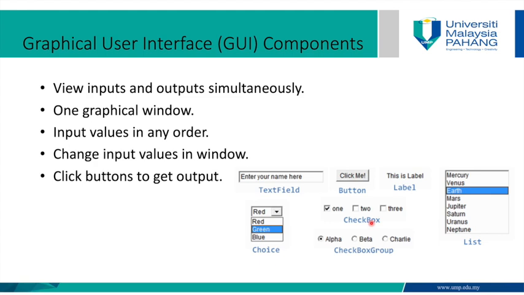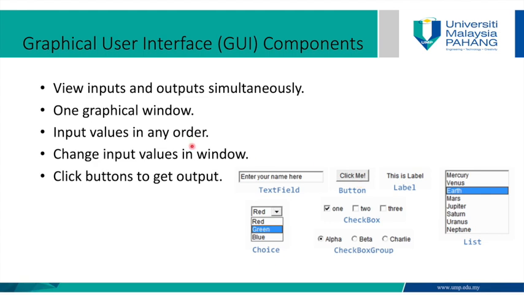Actually, what is GUI? GUI will help the user to communicate with the system. We have, for example, like this. The user will be able to enter their name and then make their choice, and then choose from the drop down list, something like that. This is what we call GUI. It allows the interaction between the user and the system.